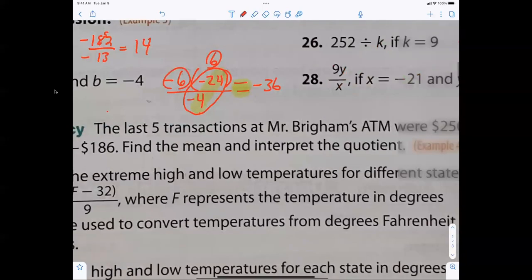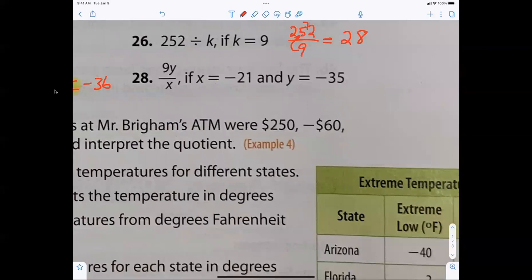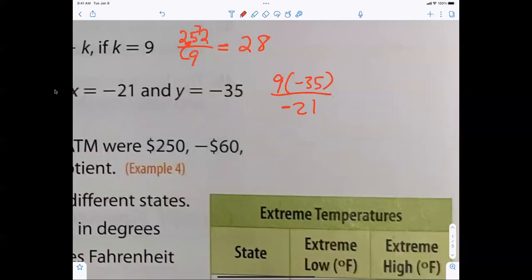All right, here we go. 28. Y is negative 35. Good. And X is negative 21. This is going to be a great problem for us. So it would be 9 divided by 21. It doesn't go evenly, but what goes into both 9 and 21? So what's 9 divided by 3? And what's 21 divided by 3?